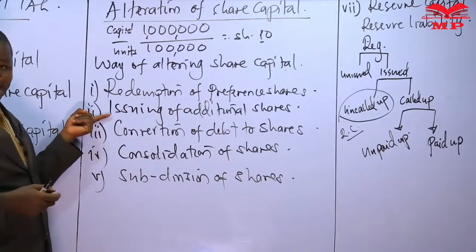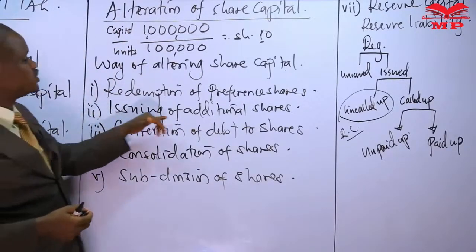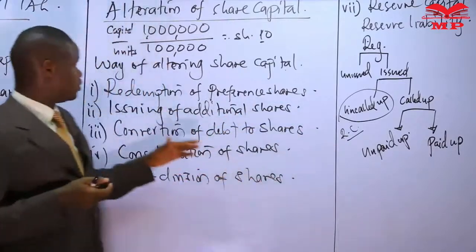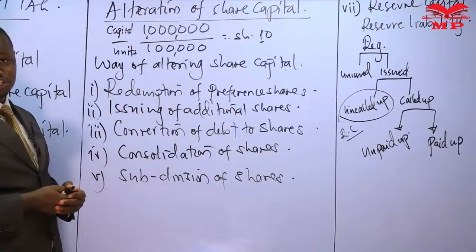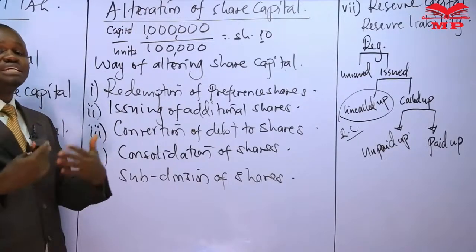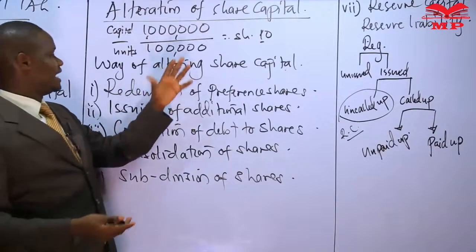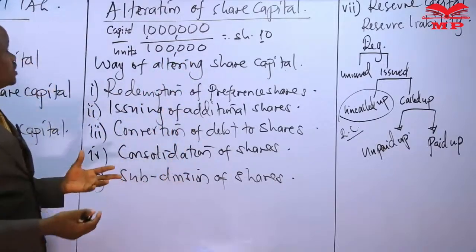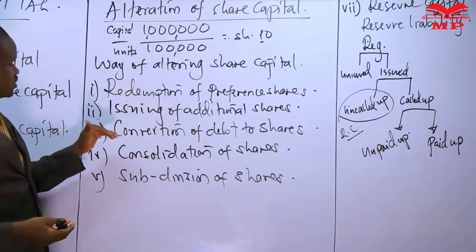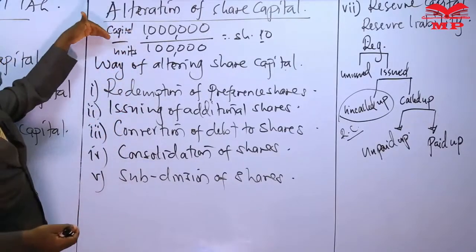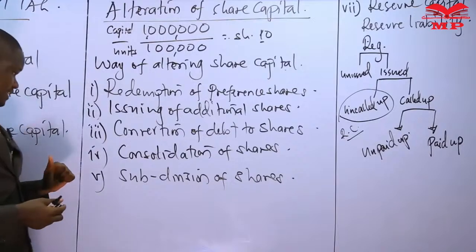We also have this second transaction that has the effect of altering the company's share capital, which is issuing of additional shares. So where our capital was presently 1 million divided into 100,000 shares, this company may choose to increase its share capital by issuing additional shares. So they could be issuing an additional 100,000 to take its share capital to 2 million. The transaction will have the effect that we now have an increased capital with increased units of shares.